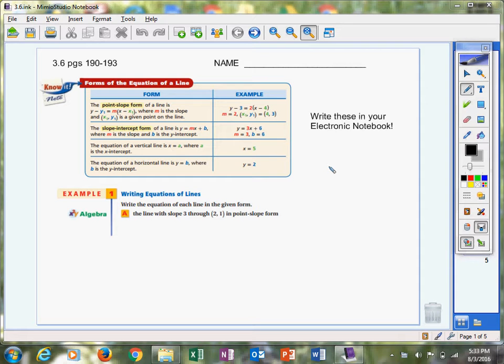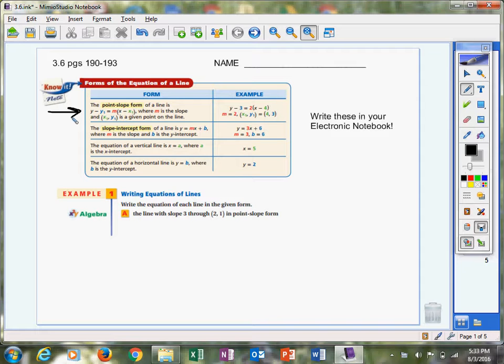Section 3.6. This is the very last section of chapter 3, and we're going to talk about lines and different forms of a line in the coordinate plane. And this is a blast from the past. I am not kidding you. Let's take a look at this chart. We've got point slope form. Put this in your electronic notebook and write that particular equation down.